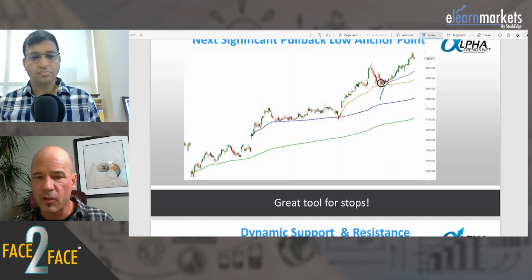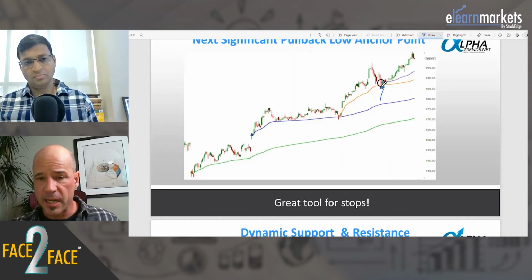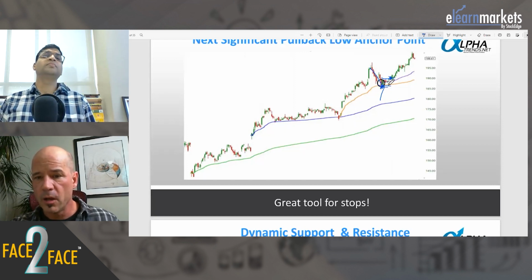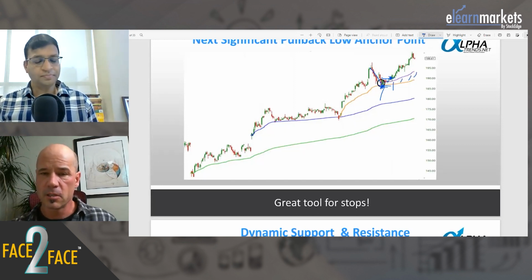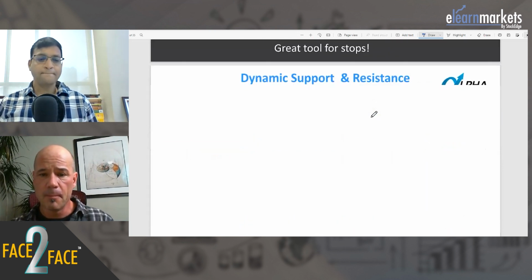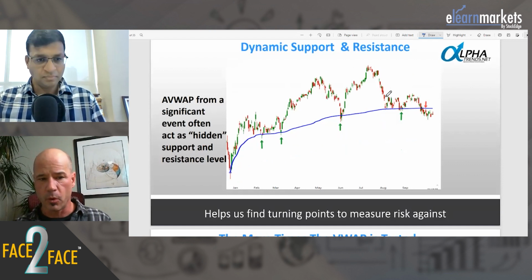When it tests that volume weighted average price, this is what I called a handoff. We then say, okay, it tested that successfully. Then prices pushed higher. So if I am a buyer here, this was an important higher low. Maybe I'm going to set my stops underneath this rising volume weighted average price. So it's a really versatile tool to use for entries, for stops, for exits. It's dynamic support and resistance. It's not just horizontal support and resistance.